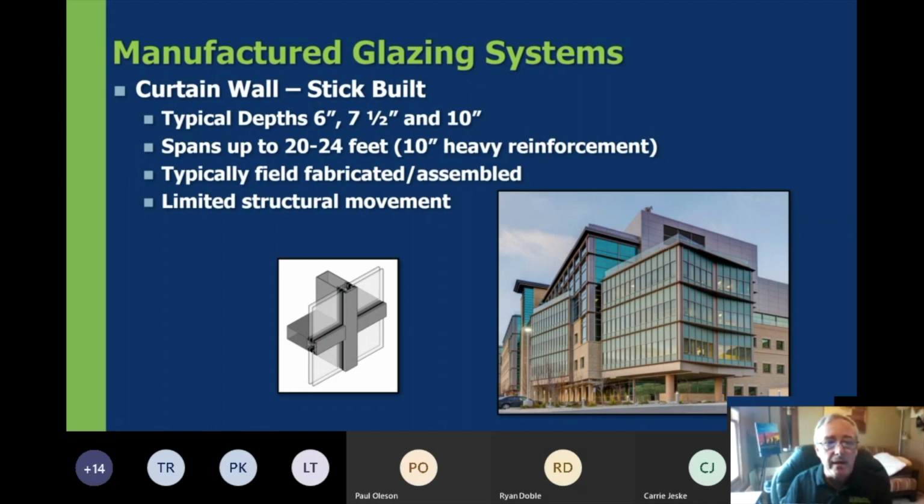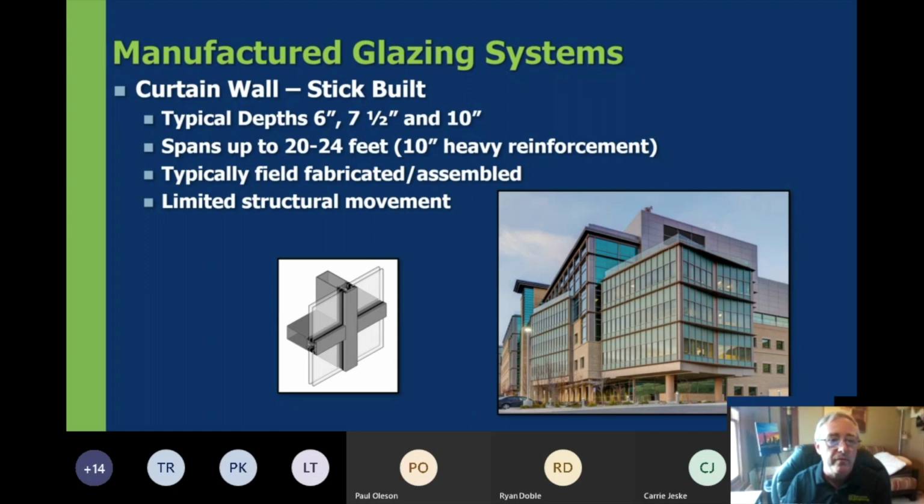Curtain wall, as I indicated, consists of two different types. One is a stick-built type. This is usually built on the job site and comes in lengths of sticks. Typical depths for this type of curtain wall are 6 inches, 7.5, and 10 inches. And this typically will span up to 20 to 24 foot.